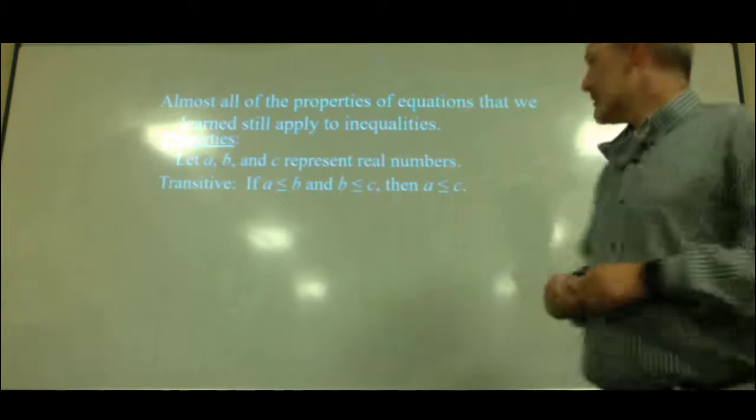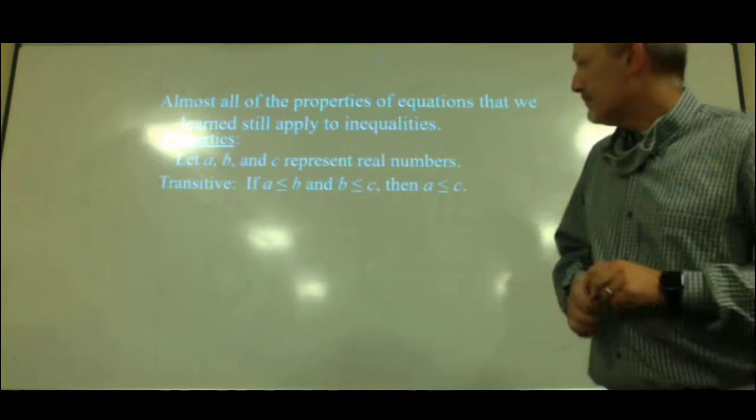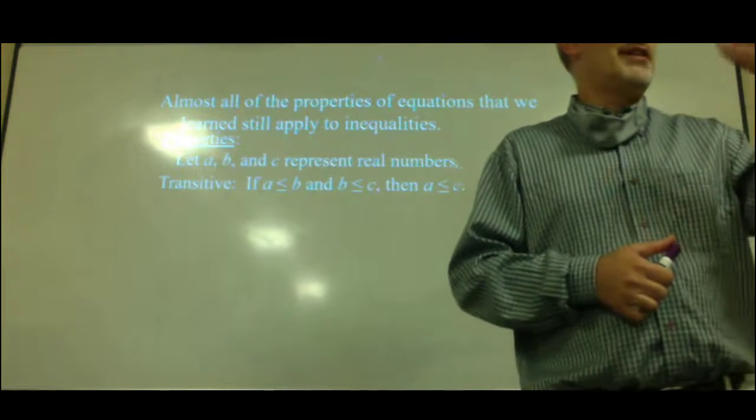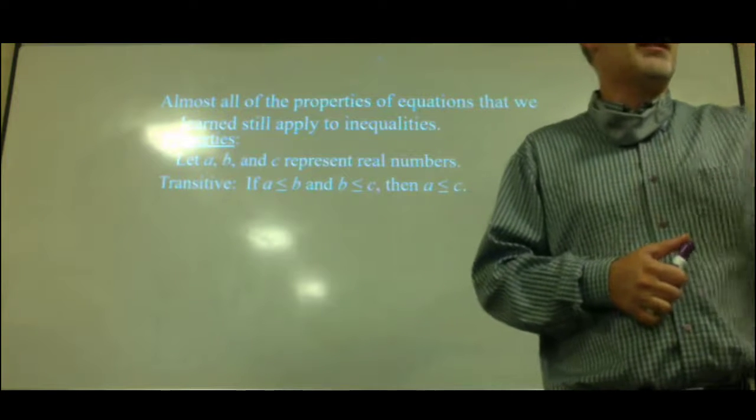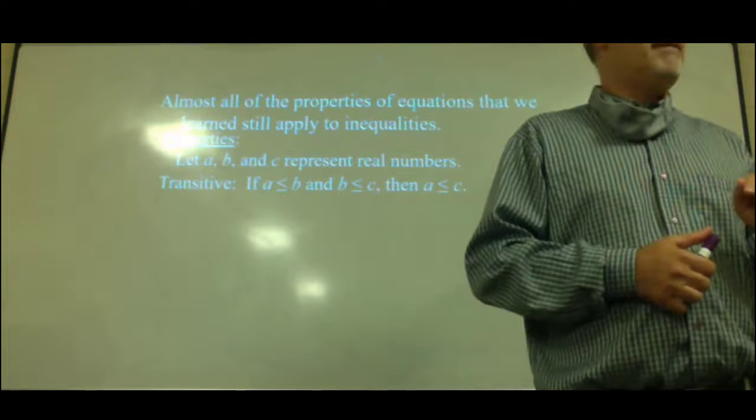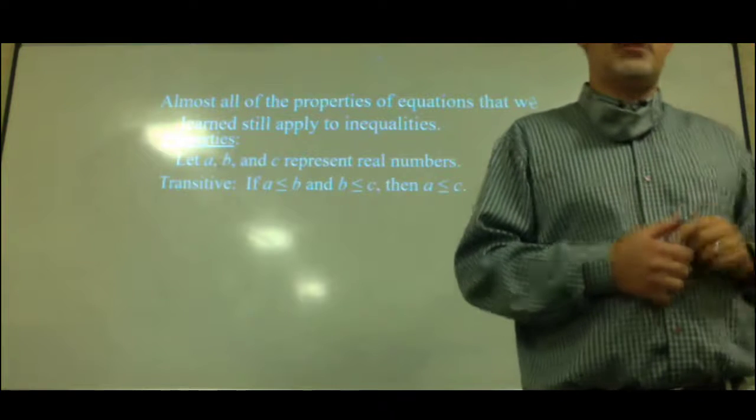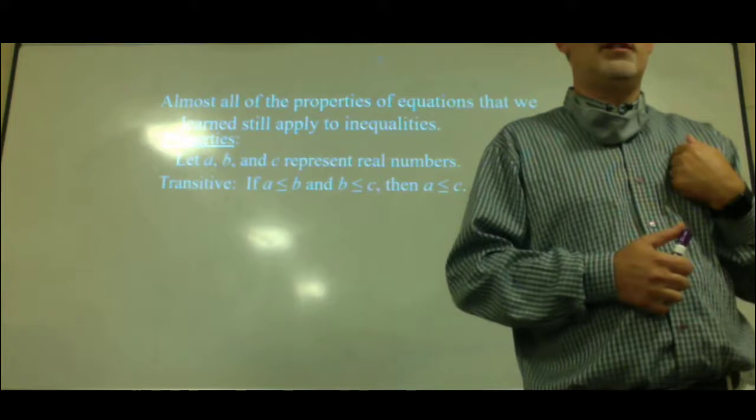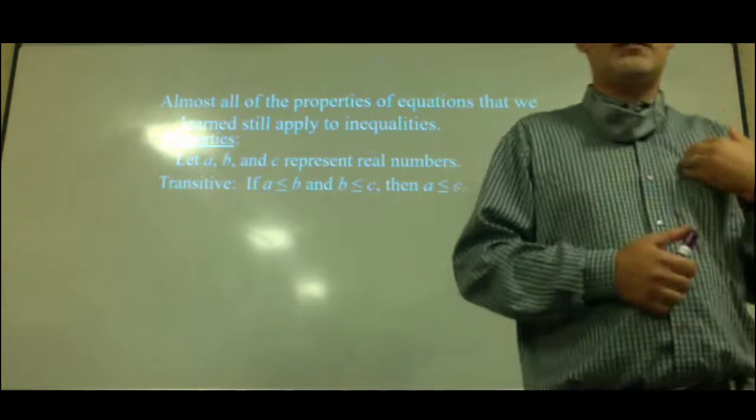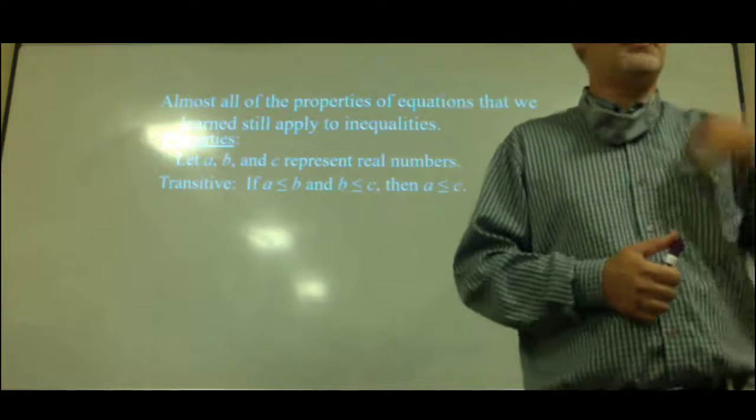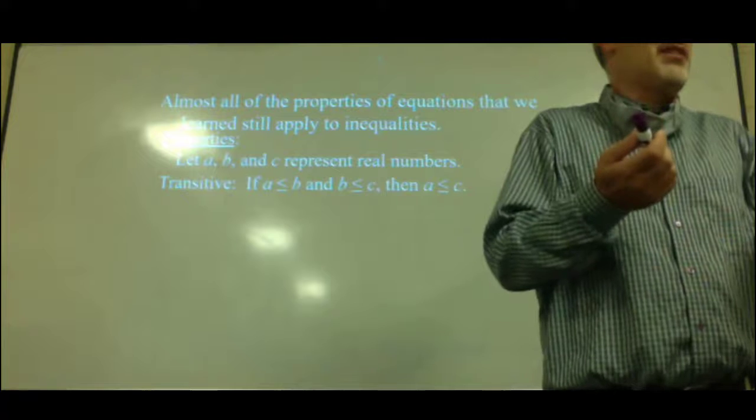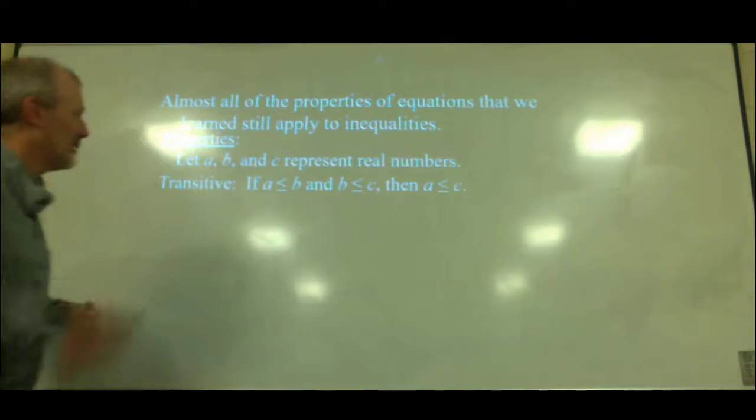Okay, so let's say Brenda's age is less than Concha's age. Concha's age is less than my age. So what does that mean about Brenda's age compared to mine? She's younger than me, right? Because if she's younger than her and she's younger than me, she's got to be younger than me too. Does that make sense? That's the transitive property. Okay, so that's one example.